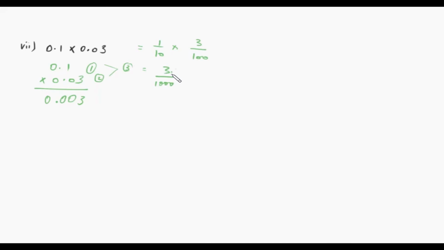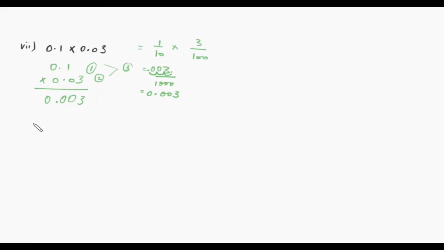So you are going to move this point 3 steps to the left. 1, 2, 3. The point would be here. So you put a 0 here, a 0 here to keep the positions. Then that means ultimately you have 0.003. Okay? Now let's look at the last example here.